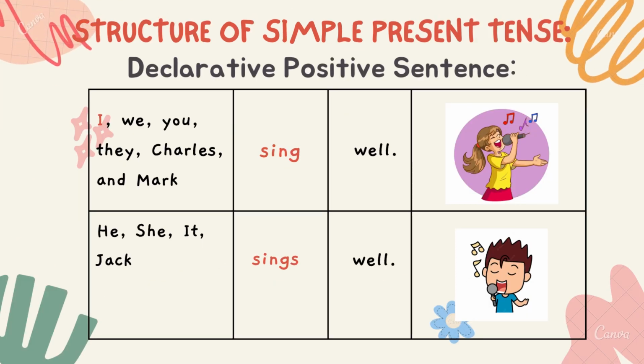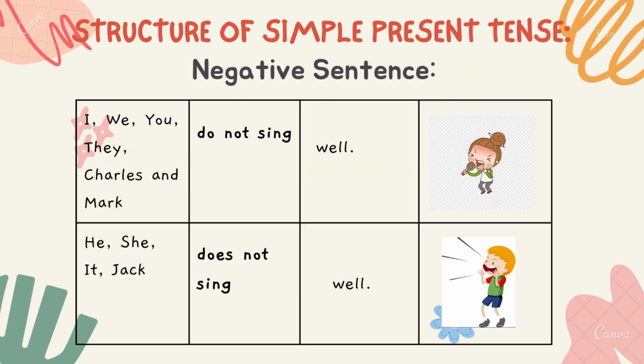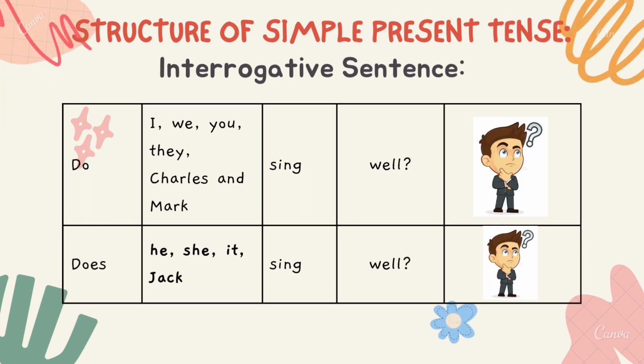Structure of simple present tense. Declarative positive sentences. I sing well. He sings well. Negative sentence. I do not sing well. He does not sing well. Interrogative sentence. Do I sing well? Does he sing well?